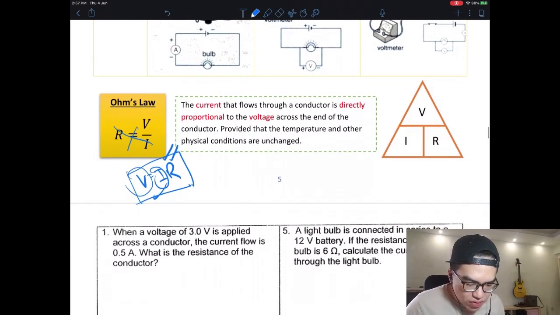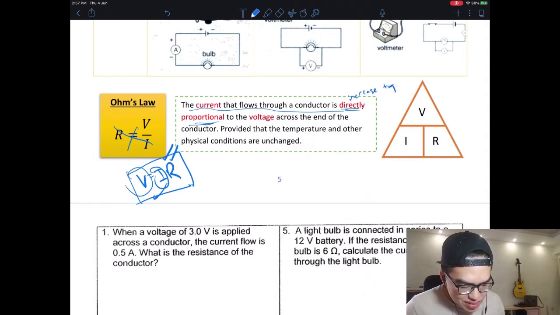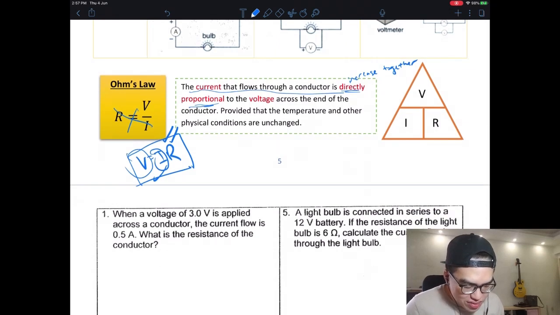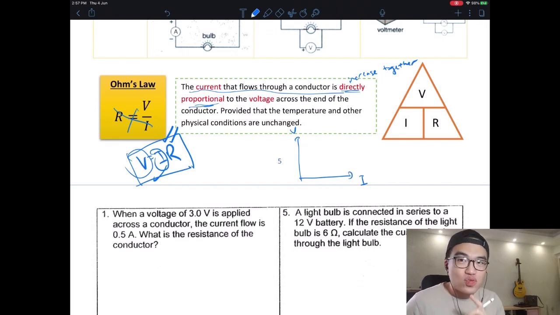What Ohm's law says, this one you need to memorize: the current that flows through a conductor is directly proportional to the voltage. What is directly proportional? It means they increase together. I'll draw a graph. This is V and I. If V is 0, I is 0. If V is 1, I is 1. If V is 2, I is 2. If V is 3, I is 3.